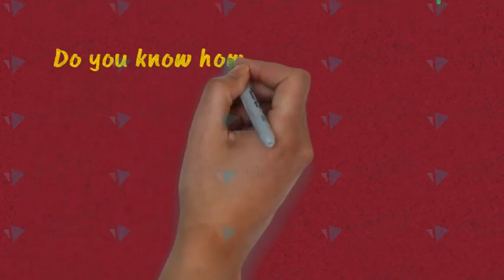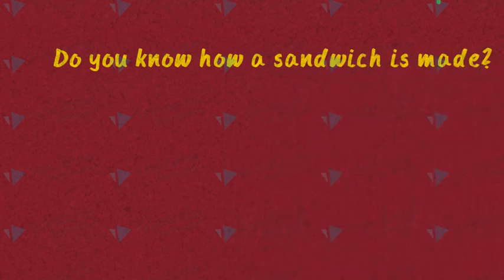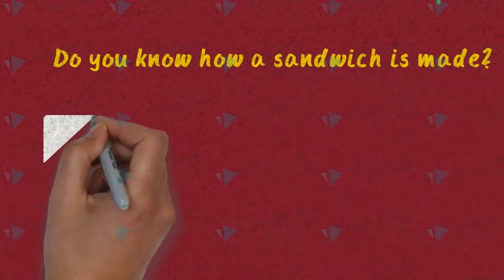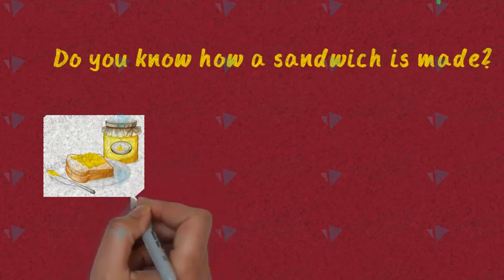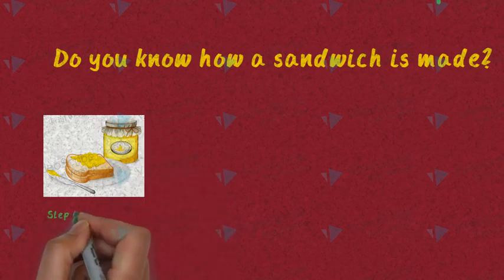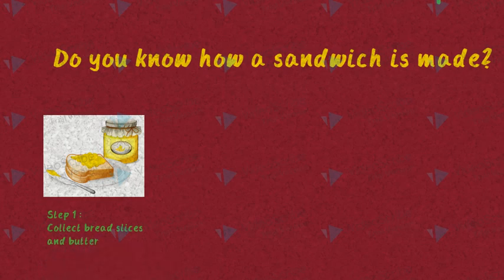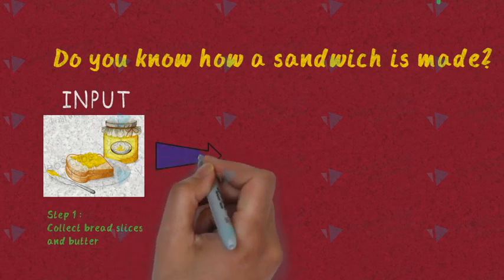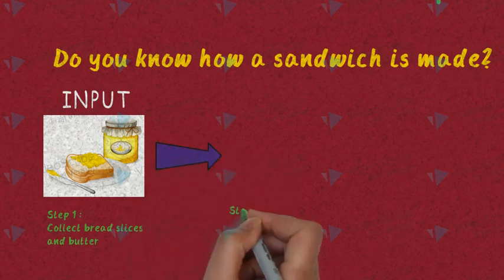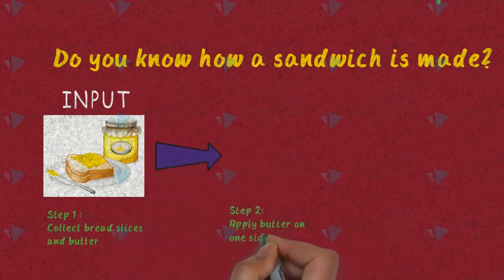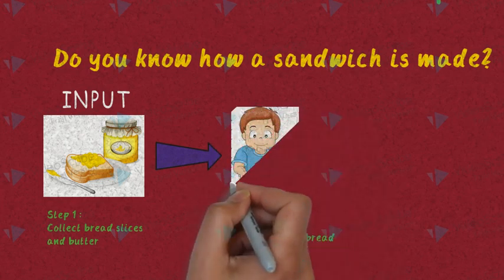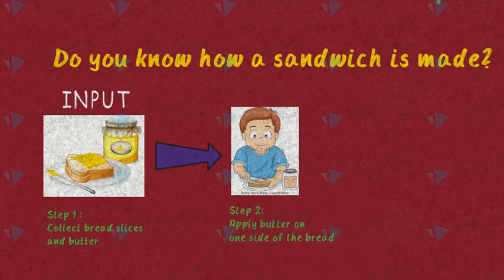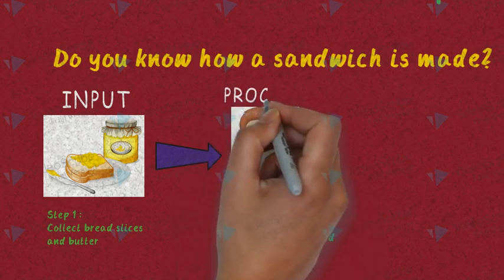Do you know how a sandwich is made? Well, that's easy. It is a step-by-step process where in the first step, you have to collect the bread slices and butter. So this will act as an input for us. In the second step, you have to apply the butter on the slices of the bread. So what is this? This is our process because we are doing something on our input.